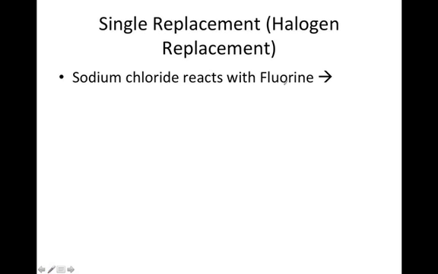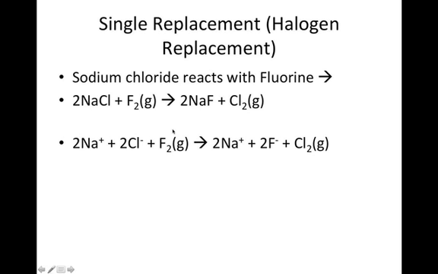Sodium chloride reacts with fluorine. So again, if you're going to try this one, this is a good time to pause. Here we go. Fluorine switches places with chlorine. So we end up with sodium fluoride and chlorine gas. These are our aqueous solutions again. And we end up with this ionic, where we have sodium on both sides.